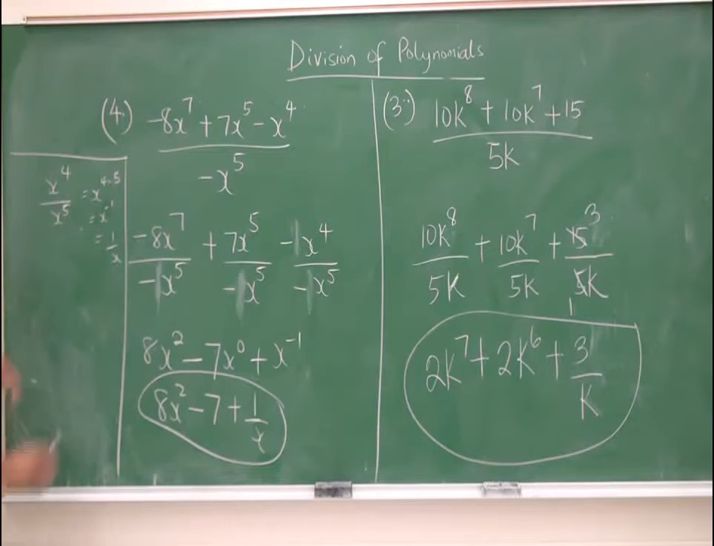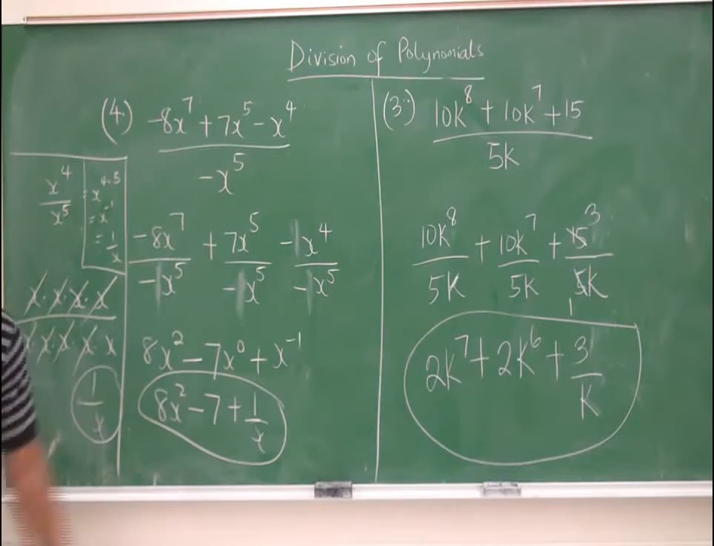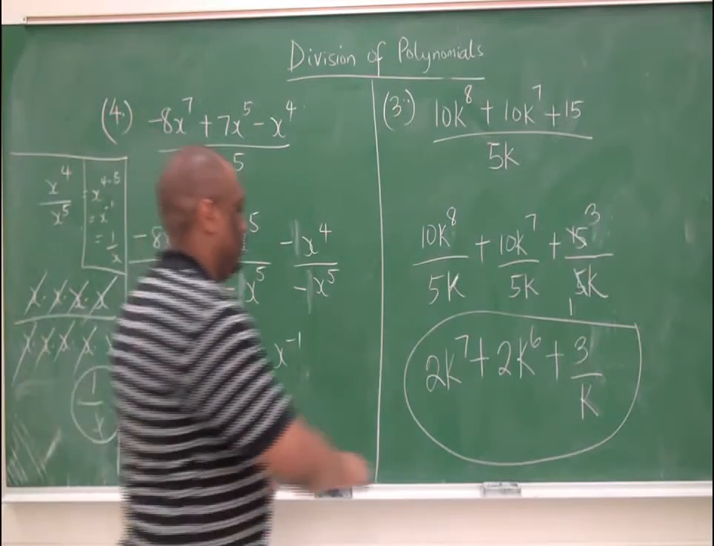But let's say you don't want to see it this way. This means x times x times x times x, all over x times x times x times x times x. You see that? So x numerator cancels x denominator, x numerator cancels x denominator, x numerator cancels x denominator, and you have 1 over x. So, plus 1 over x. If you want to deal with it as easy as you can. Alright.